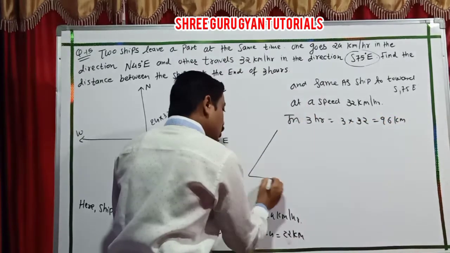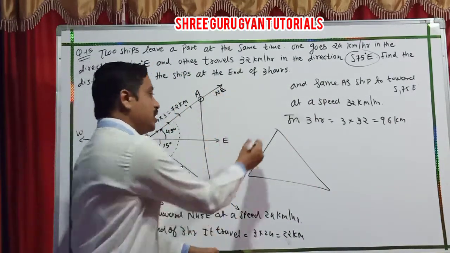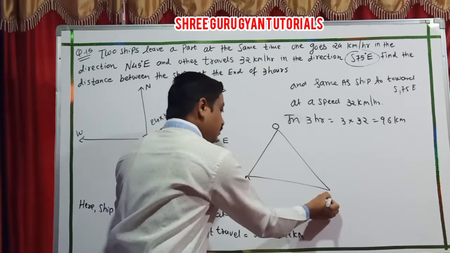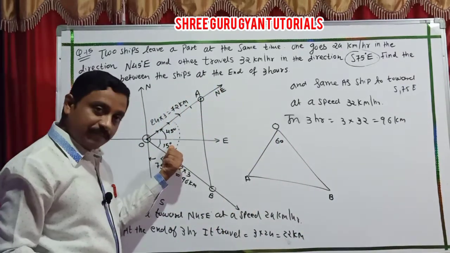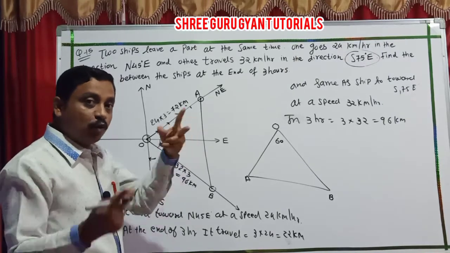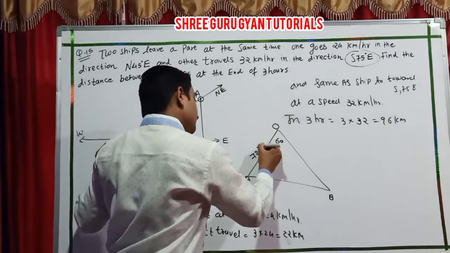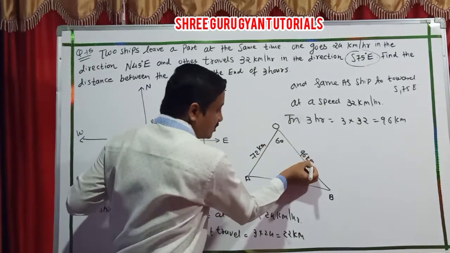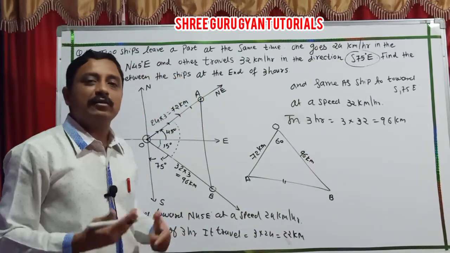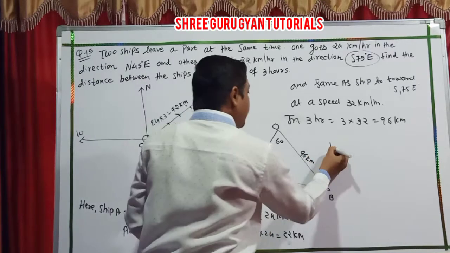So students, I just apply this triangle AOB. Here O, here A and here B. That is a 60 degree angle because 75 then 15, it is 45, both added. Now O to A is 72 km. Next O to B is 96 km. And that is my target. Apply our cosine rule because two sides are given and one angle is given. So by cosine rule.